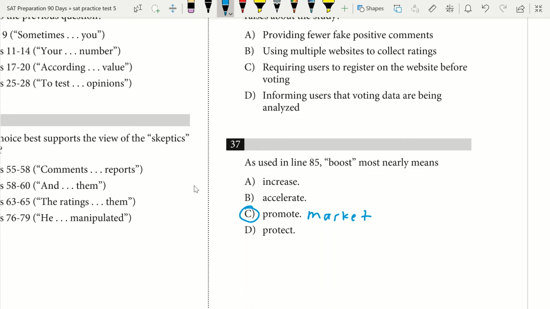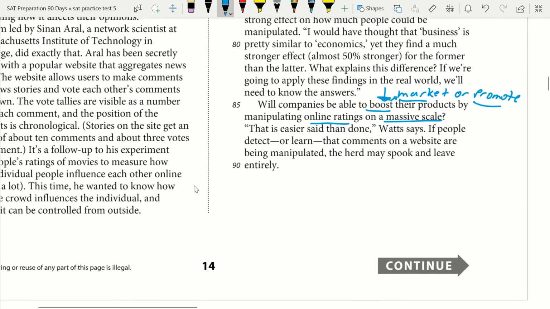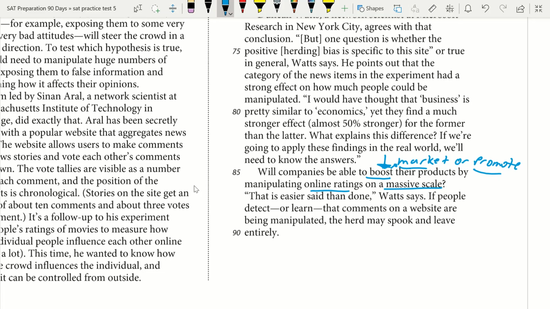But I'll go ahead and show you why A, B, and D are wrong as well right now. We wouldn't say to increase. Right, and I'm going to show you why real quick by going back to the text. Keep in mind, you can always go back to the text. It's very, very useful on the SAT reading section. We wouldn't say, will companies be able to increase their products? Because we're not talking about increasing their products. That's really vague, and it doesn't tell us exactly what we're doing. We want to be specific when we can on the SAT reading section. So anytime we can be more specific, we want to do it.